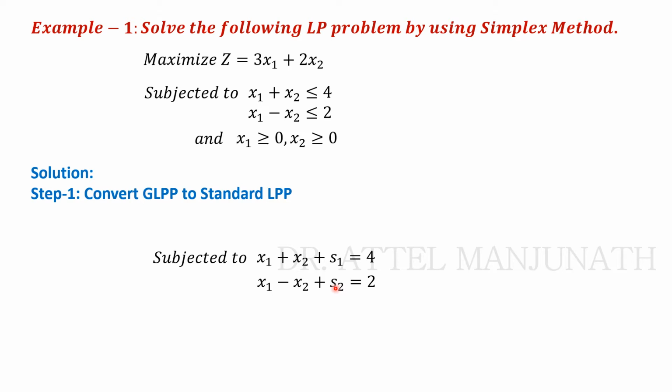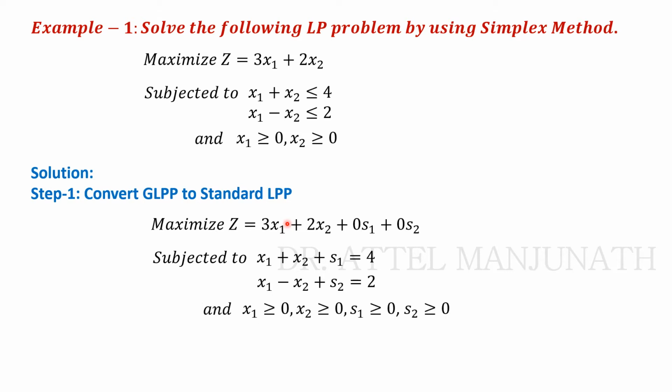These slack variables s1 and s2 that you introduced in the constraint equations should also be included in the objective function. That is, maximize z = 3x1 + 2x2 + 0s1 + 0s2. You need to add positive 0 to the slack variable s1 and positive 0 to the slack variable s2 for solving the linear programming problem in the standard form, where x1, x2, s1, s2, all these variables, are greater than or equal to 0.